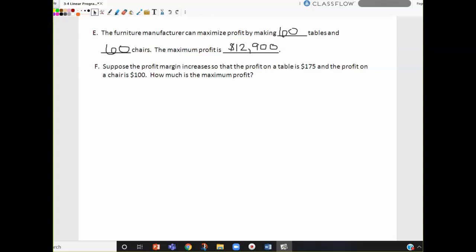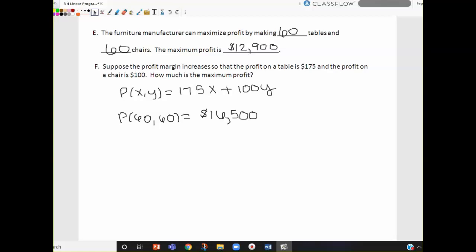Suppose the profit margin increases, so the profit on a table is $175. So this is a new objective function. And the profit on a chair is 100. How much does that change our maximum profit? So you plug in your 60, 60, but now we make $25 more per table and $35 more per chair. And our profit increases to $16,500.